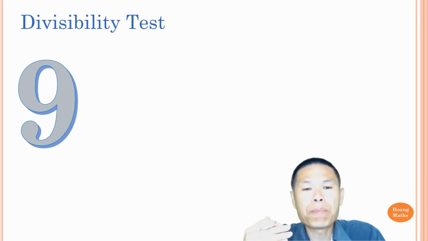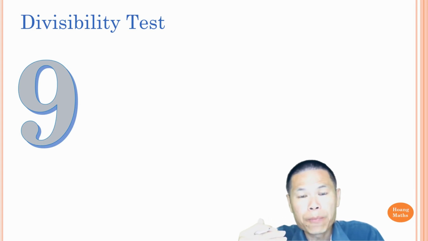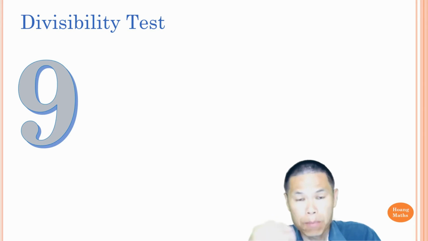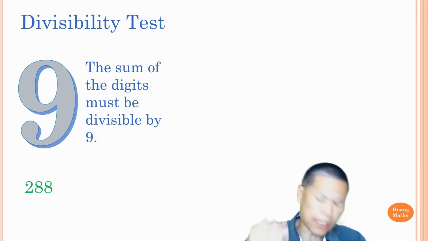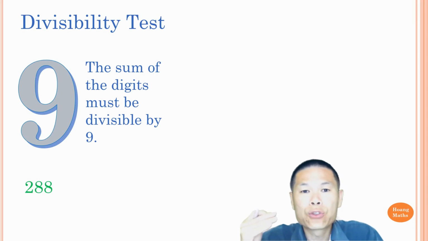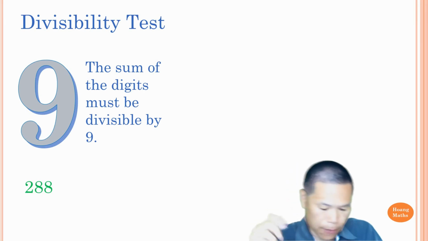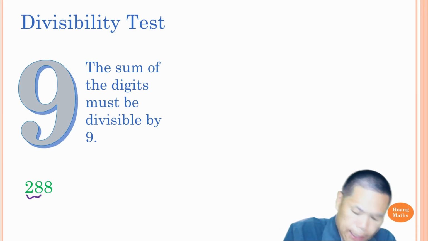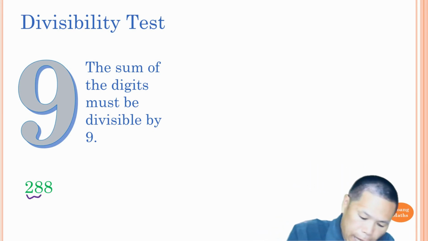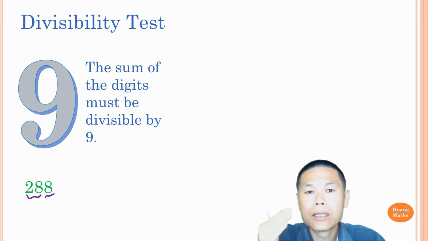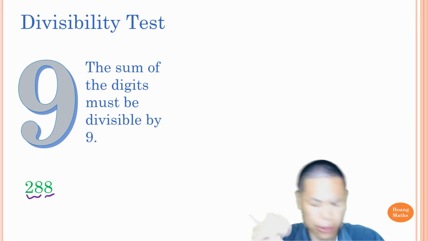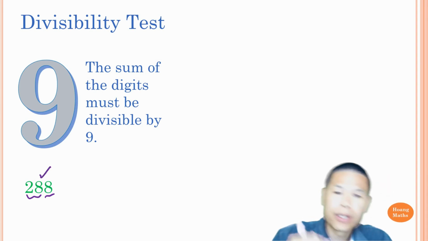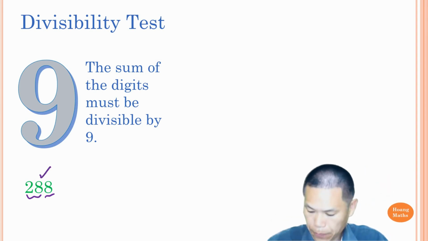Now if a number is divisible by 9, all the digits of the number added together must be divisible by 9. So, for example, the first one. We have 288. So 2 plus 8 is 10. And 10 plus 8 is 18. So 18 is divisible by 9. So therefore this number is divisible by 9.